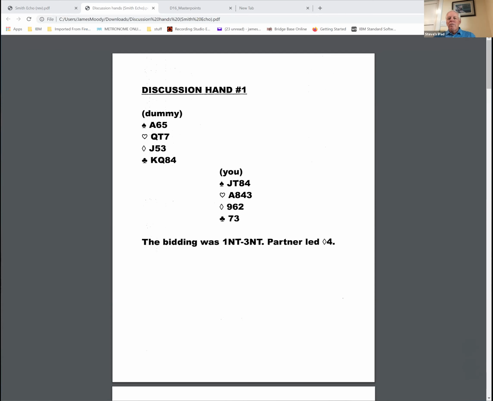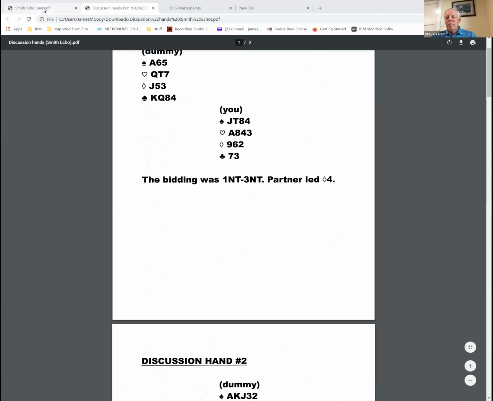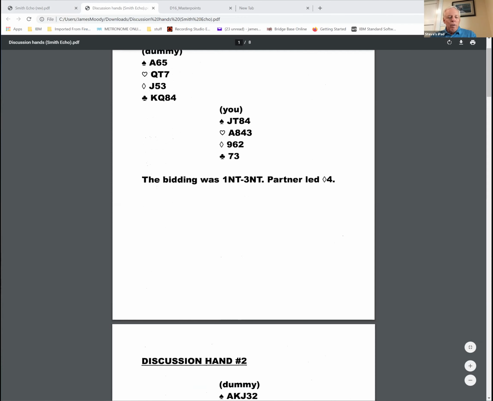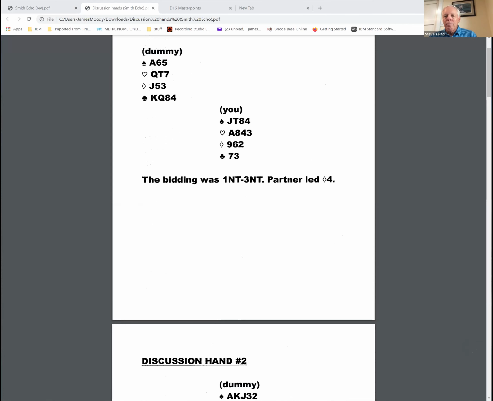So that is a very basic Smith echo situation where the play of a spot card on the first round of clubs tells you what you need to do. Okay, now, before we get into the rest of the discussion, does anybody have any questions about just the basic format or the basic structure of how Smith echo works?